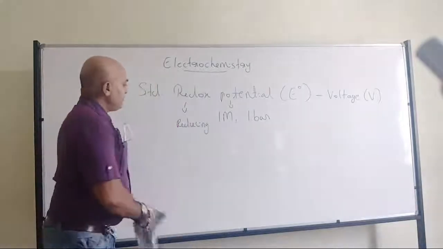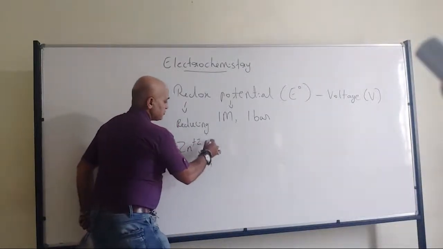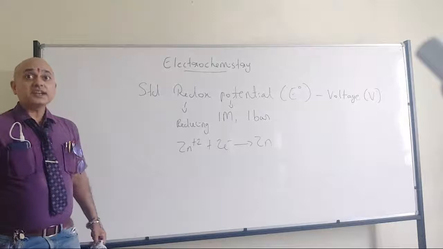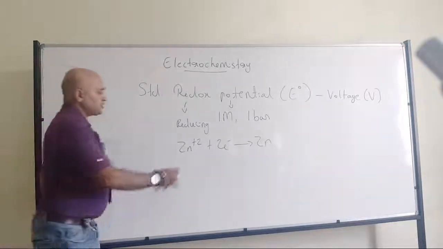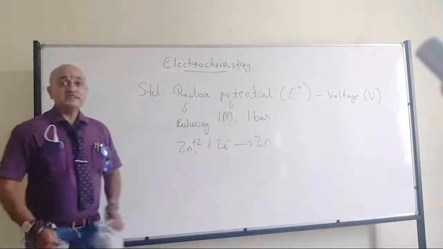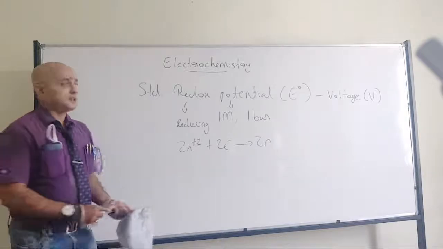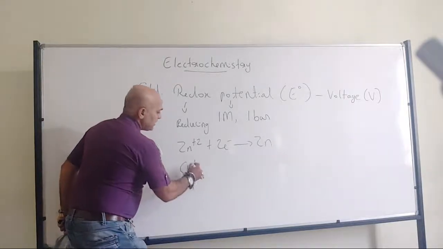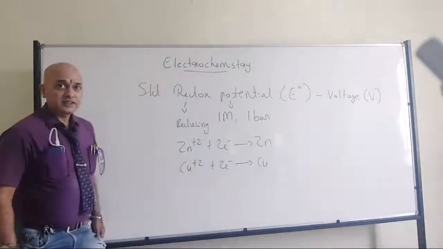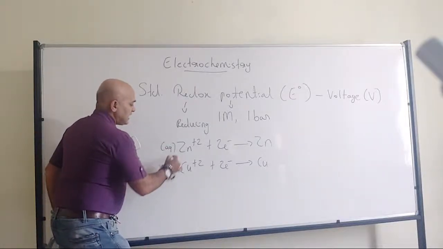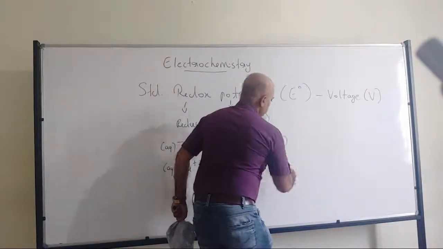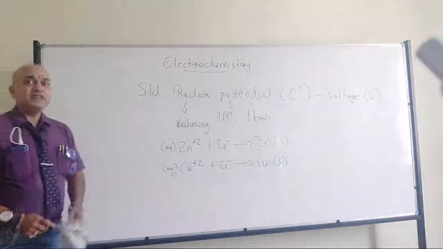For example, we have zinc plus 2. It will accept the electrons and become zinc. Okay, that's where reduction potential comes: the reduction potential of zinc ion, because of how fast it is going to take up the electrons. Same way, if I take the cupric ion, it will accept 2 electrons and become copper. So what I mean to say here is, when I talk about zinc ion, it will be aqueous, but when it becomes zinc, it will become solid. That's what we discussed in the last class.